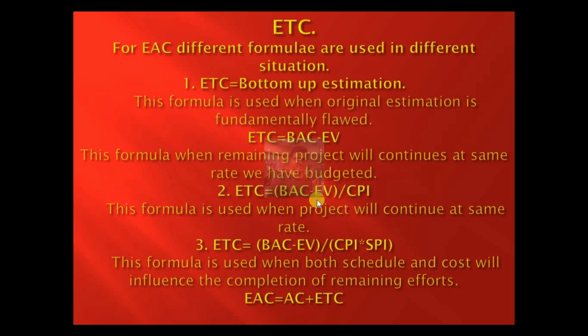This scenario is used when something good or bad happened in your project in the past, and the same thing is expected to continue in future also at the same rate. In that case, you will use this formula. And estimate to complete is budget at completion minus earned value, divided by CPI and SPI. This formula is used when your project is affected by both cost and schedule, and the same thing will happen at the same rate in future also.